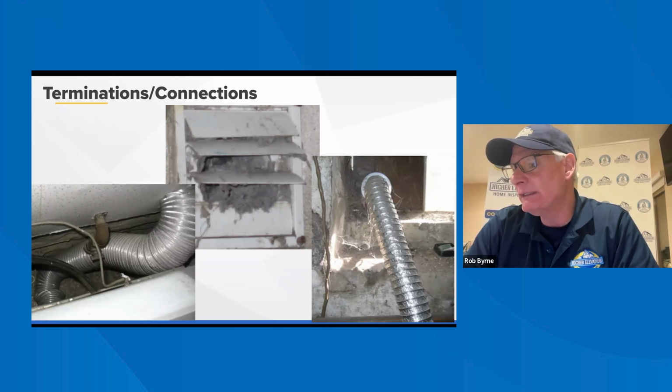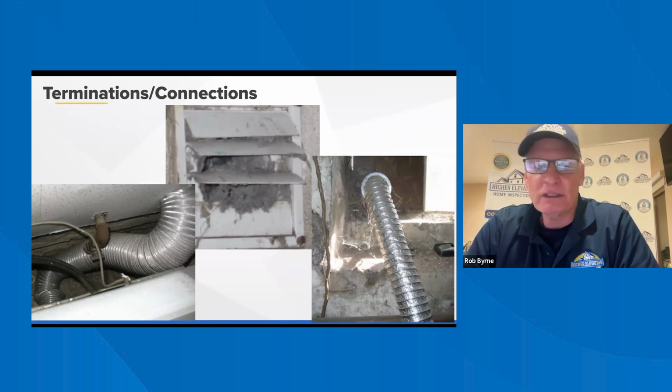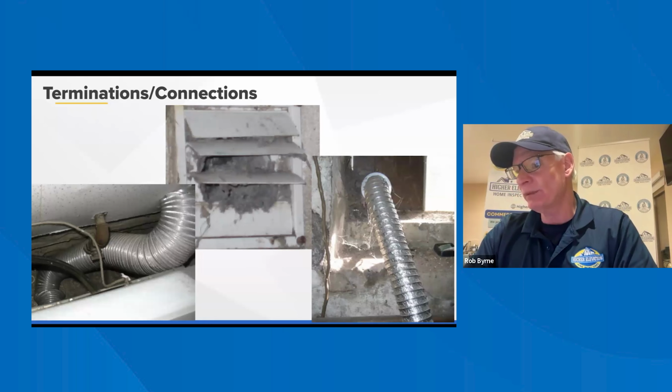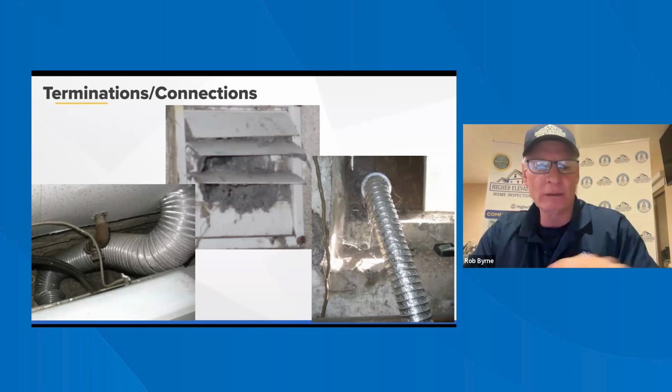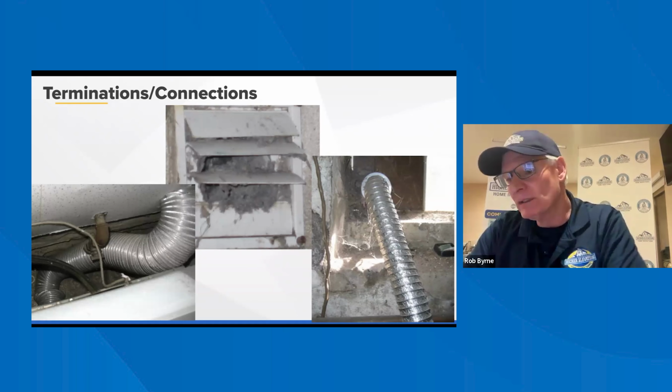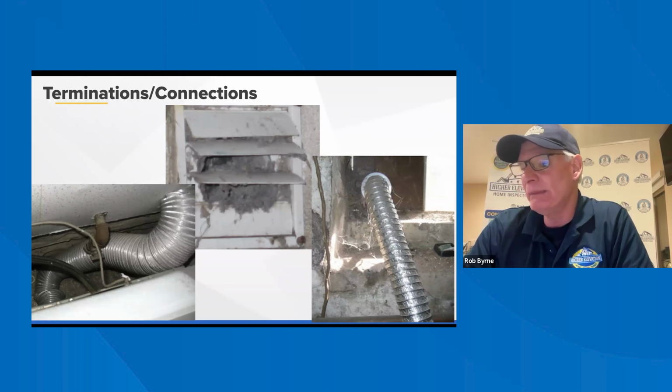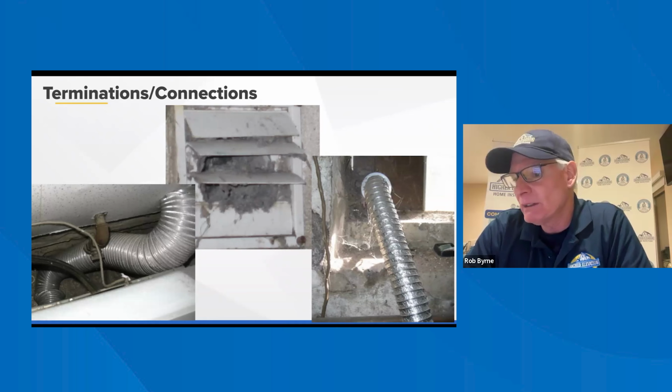Ducts should be sealed and mechanically fastened. Ducts should not be joined by connections with screws or fasteners, because that's going to catch the lint. Ducts should not extend into or through ducts or plenums, right? So you don't want to go through a duct or a plenum. You want it to go directly outside. The exhaust duct should be a minimum of 4 inches in diameter.